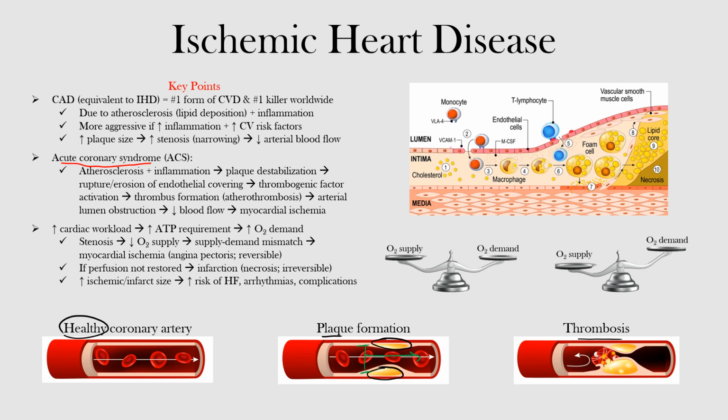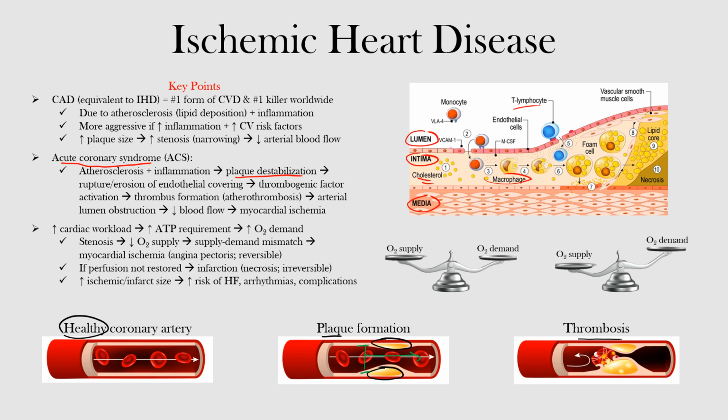So we're saying we first have some atherosclerosis, so deposition of fatty lipids, as well as some inflammation. If you look here, here's our intima, this is our lumen, and our media, and you have cholesterol buildup, you have these macrophages, and you have an inflammatory process going on in there. There's T lymphocytes and so forth. We won't go through the whole process, but there's pretty much deposition of these lipids, as well as inflammation, and as a result, you can have this plaque destabilization. And if you have that destabilization, you can have rupture or erosion of the endothelial covering.